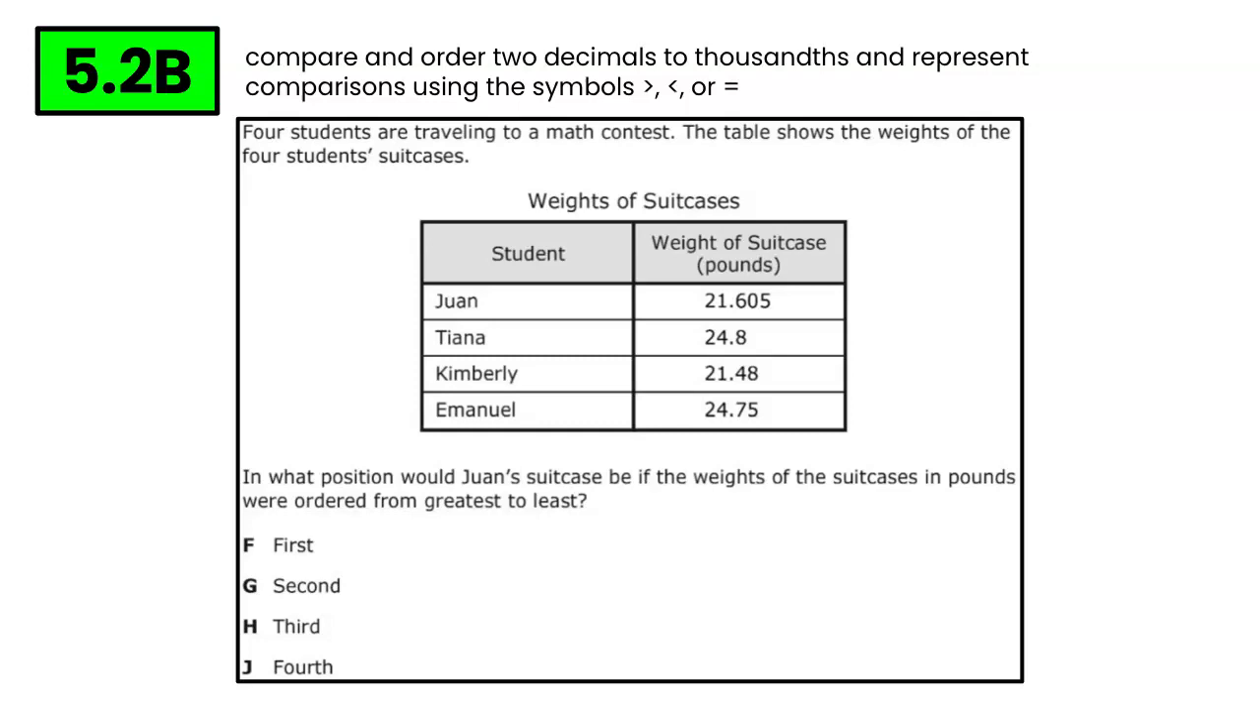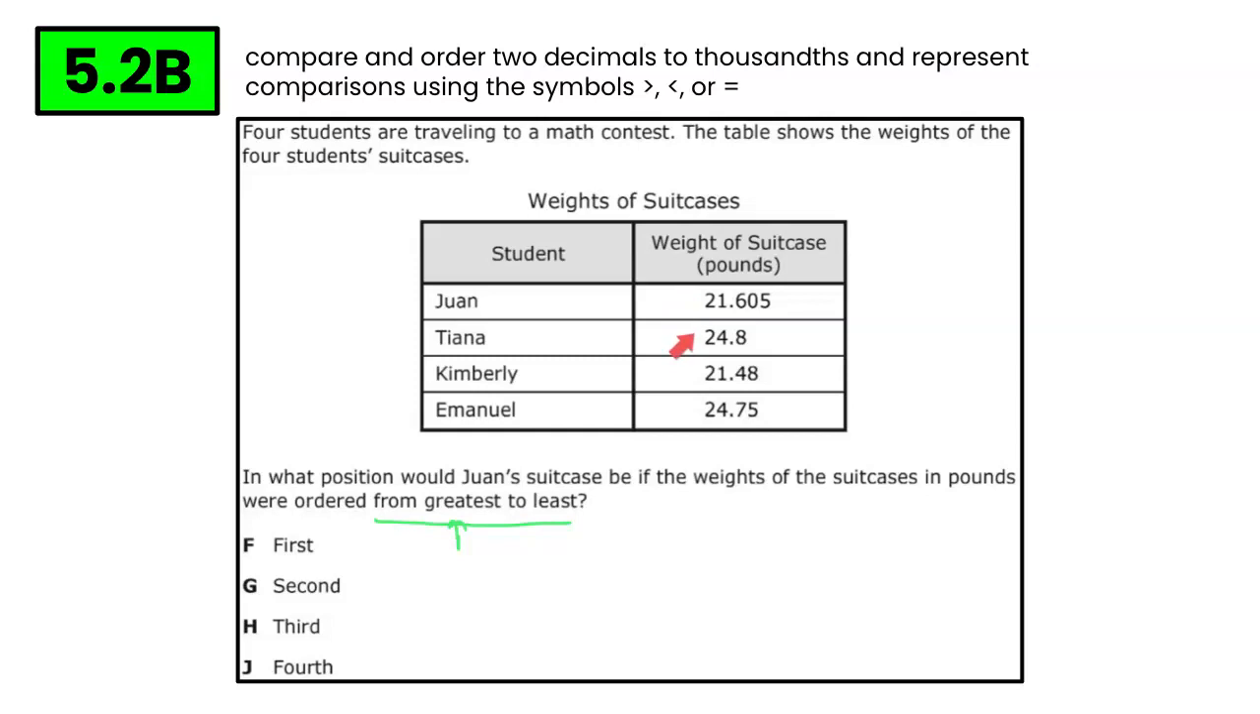If you look here, we want the position that Juan's suitcase would be if the weights in the suitcase in pounds were ordered from greatest to least. And so that means because we want to go from greatest to least, we want to start with the largest number. Then if we start looking at the numbers, every number has a 2 in the tens place. So we move on to the ones place. Juan has a 1, Tiana has a 4, Kimberly a 1, and Emmanuel a 4. So that means for the greatest number, it's not going to be Kimberly and it's not going to be Juan.